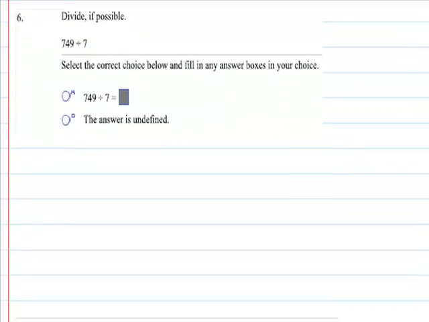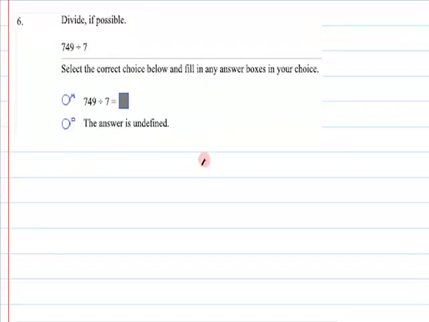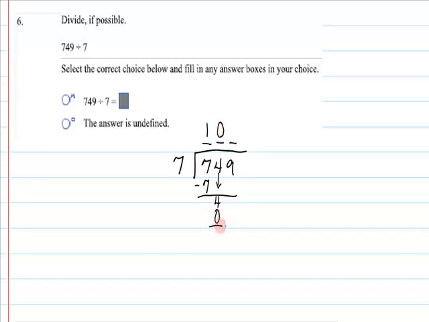All right, let's see what happens on number 6. I have 749, and I'm dividing by 7. Will 7 go into 7? The answer is yes. That means that I will have one number above each one of those. I will have a 3-digit answer. 7 goes into 7 one time. 1 times 7 is 7. Subtract and bring down only one number. Does 7 go into 4? And the answer is no, so put a 0. 0 times 7 is 0.